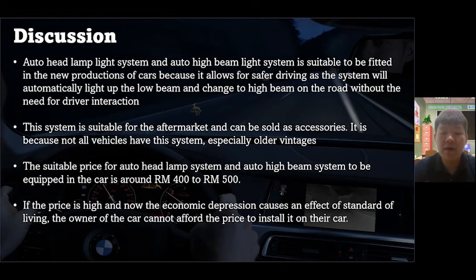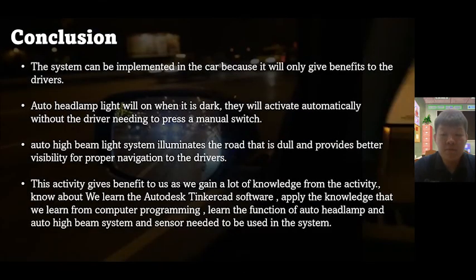If the price is high, given the current economic situation and the cost of living, car owners cannot afford it. In conclusion, the system can be implemented in the car because it will only give benefit to the drivers. The auto headlamp light will turn on when it is dark, and they will activate automatically without the driver needing to press a manual switch. The auto high beam light system illuminates the dark road and provides better visibility for proper navigation to the drivers.